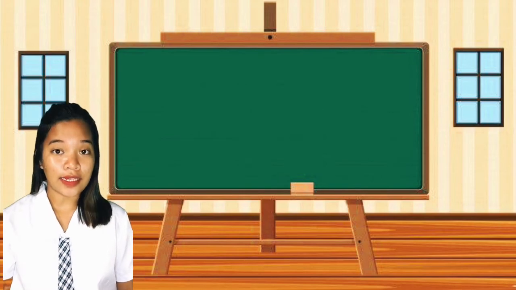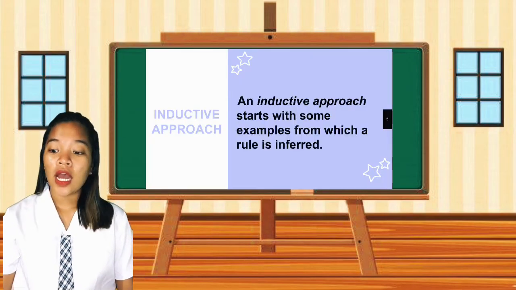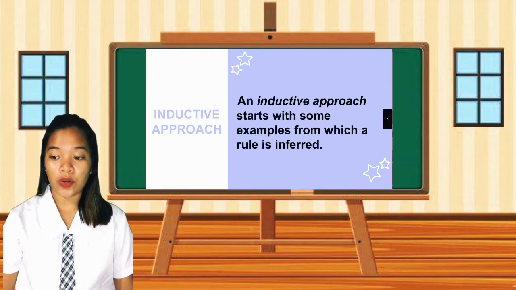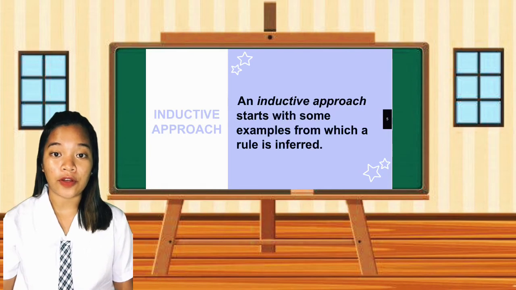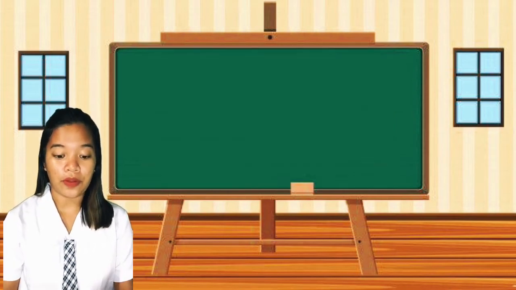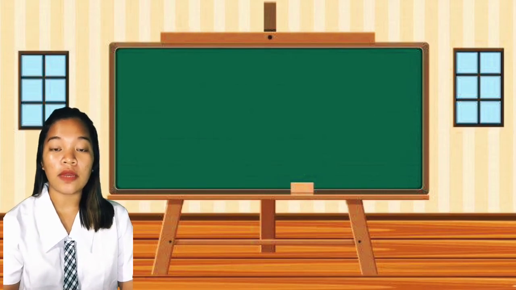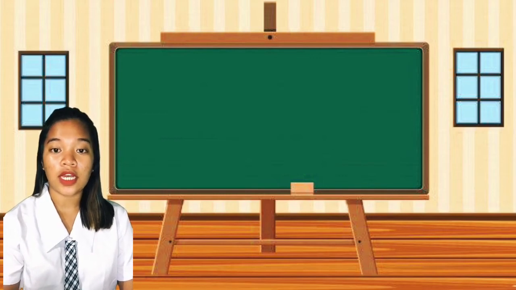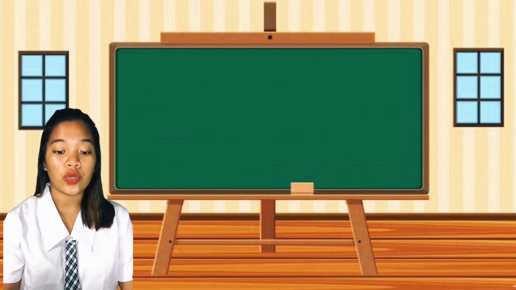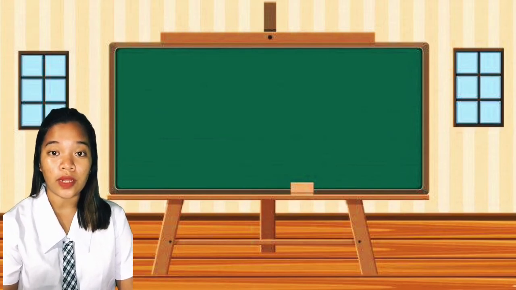Next to that is, what is an inductive approach? An inductive approach starts with some examples from which a rule is inferred. For example, on arriving in the same country, you observe several instances of people rubbing noses on meeting, so you conclude that this is the custom and proceed to do likewise.